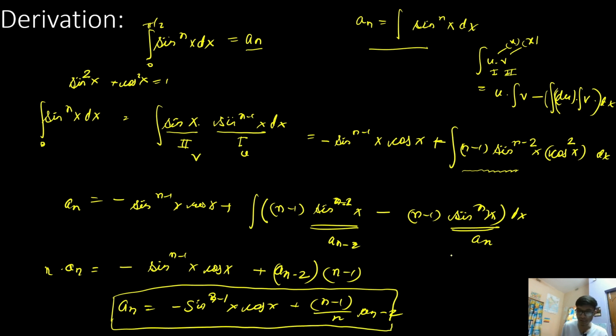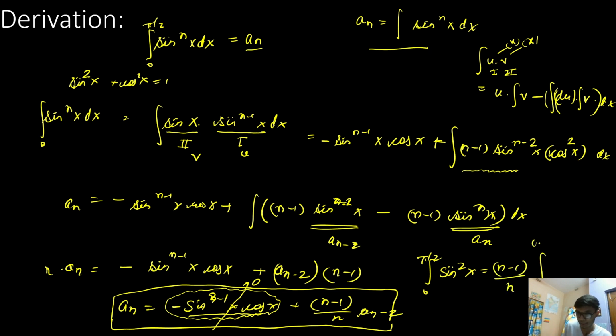And if we put the limit of the integral from 0 to pi by 2, what are we getting as the result? If I put pi by 2, cos x will be 0, and if I put 0, then sin x will be 0. That's why this result is very important and only applicable for 0 to pi by 2. This particular quantity on putting the limit comes to 0. So this will be basically n minus 1 by n times the integral from 0 to pi by 2 of sin of n minus 2 x dx.